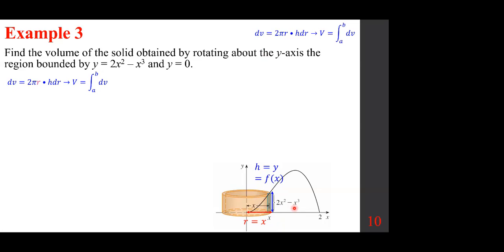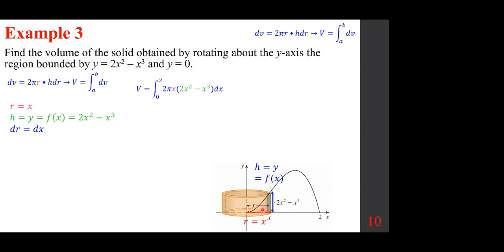So replace r with x, replace h with y, or f of x, which is 2x squared minus x cubed. Therefore, the dr clearly is dx. And this is what we have.